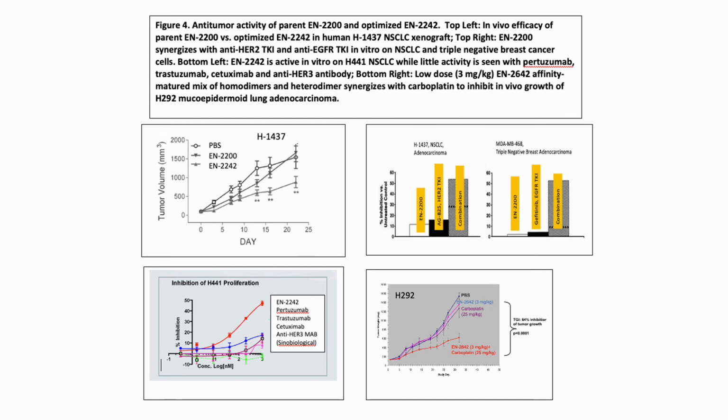In figure 4, we're looking at both in vitro and in vivo studies with the ligand traps. On the top left, we're looking at inhibition of xenograft growth in a nude mouse from a lung carcinoma called H1437. It shows that in this model, the optimized ligand trap has significantly more activity than the parent native sequence ligand trap.